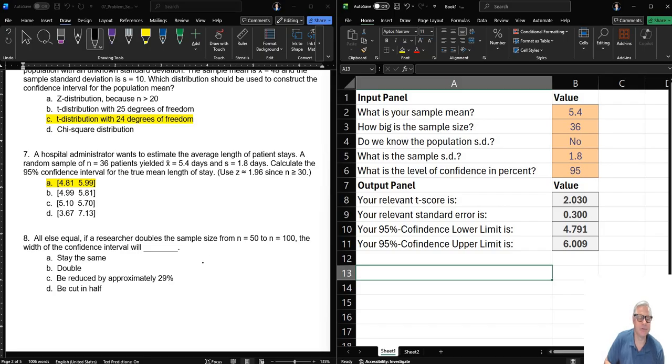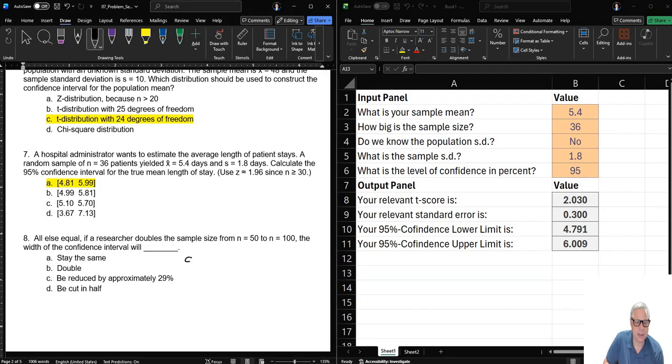Okay, the width of the confidence interval, good. So again, a confidence interval is generally written as x bar plus minus whatever t we have times whatever sample standard deviation we have over the square root of n, for n equals 50 and n equals 100.